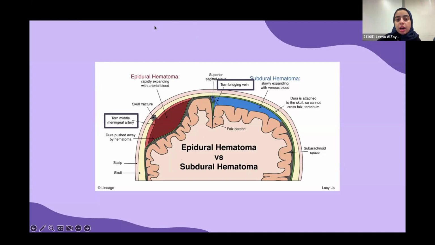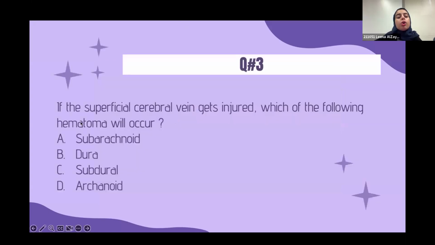And do you guys get why epidural and extradural have the same meaning, right? You know, guys, why that is. Okay, great. So if the superficial veins get injured, which of the following hematomas will occur? The word is superficial cerebral veins, so it's basically the same meaning as bridging veins. So the answer would be subdural hematoma.